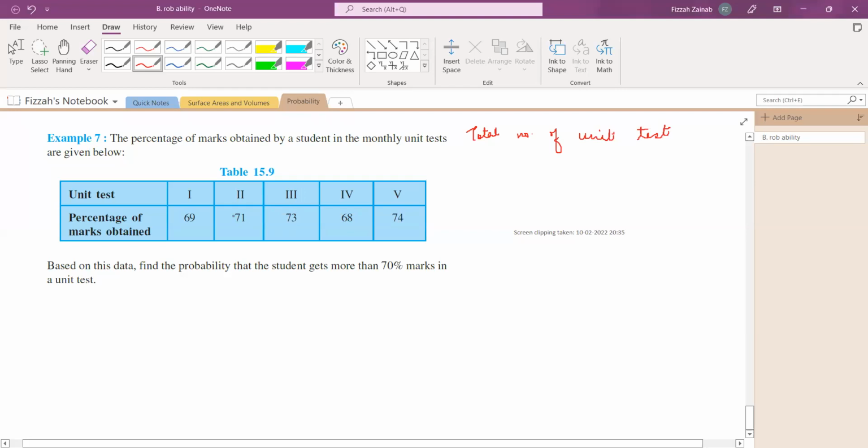Okay, so I've started the next example. Here, it's a table given to you. These are the unit tests held, unit test 1, unit test 2, 3, 4, 5. So total number of unit tests which are held are 5, right? And these are the percentage of marks obtained by the students. Now you have to find the probability that a student gets more than 70% marks in a unit test. In the first unit test, the percentage of marks is less than 70. In the second unit test, they are getting more than 70%, third, and not the fourth and the fifth one.